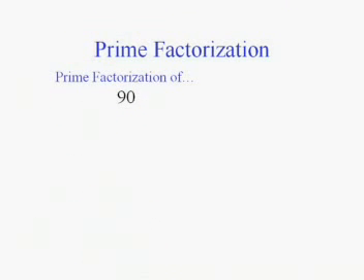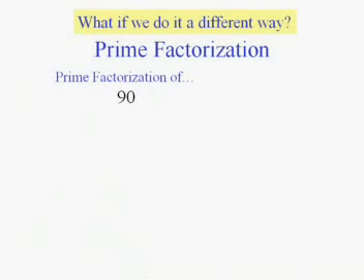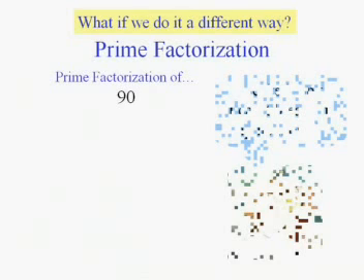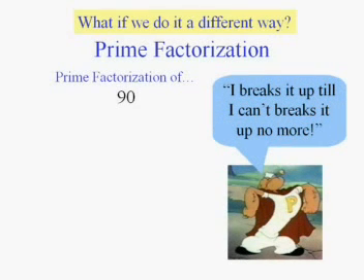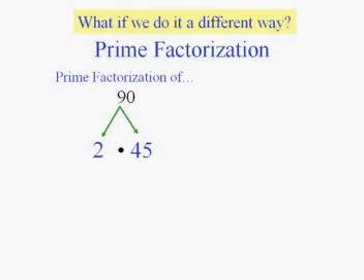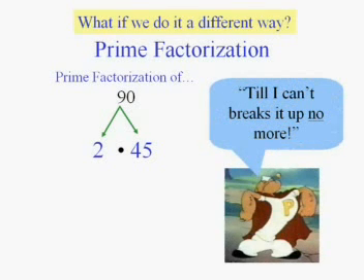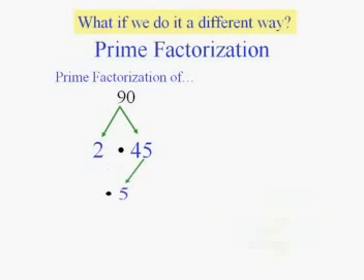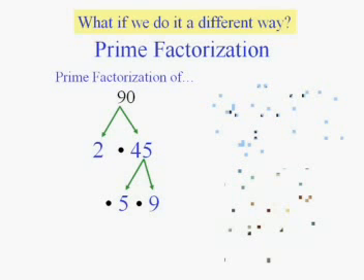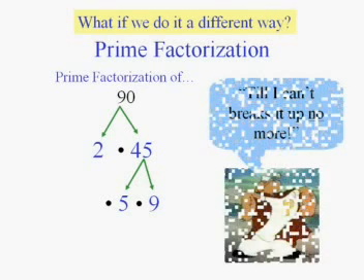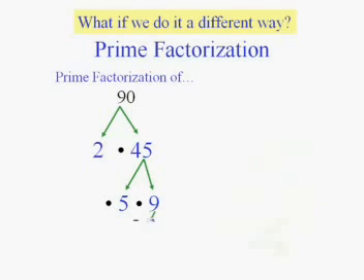Now, you've got to ask yourself, what if I had broken it up other than 9 times 10? It doesn't matter, is what I want to show you. Let's break it up into 2 times 45. It's still 90, isn't it? Now, 2's done. He's prime. But 45 can go further into 5 times 9. And 5's done, but 9's not. So I've got to break him up further into 3 and 3.